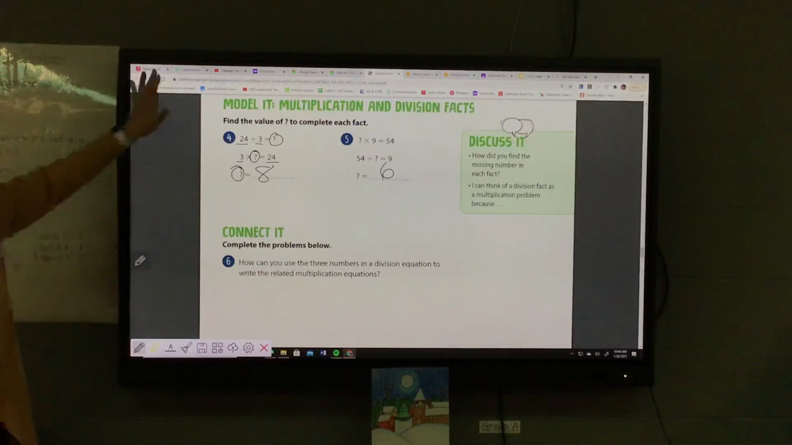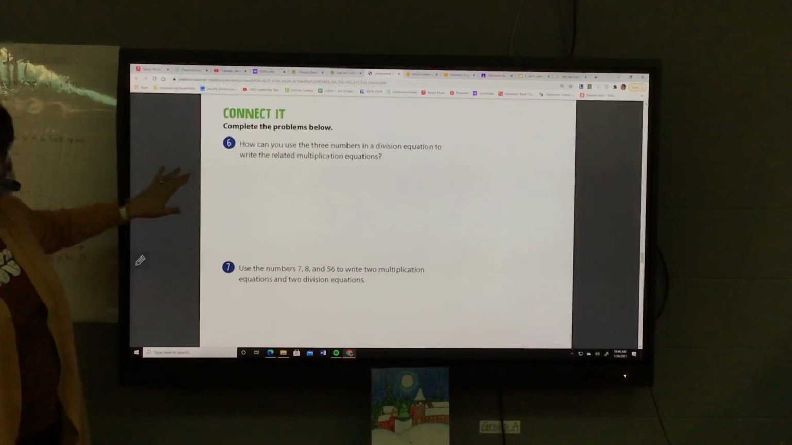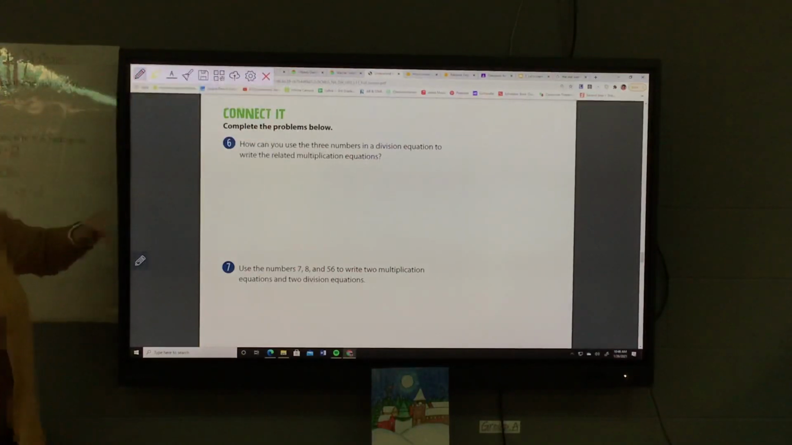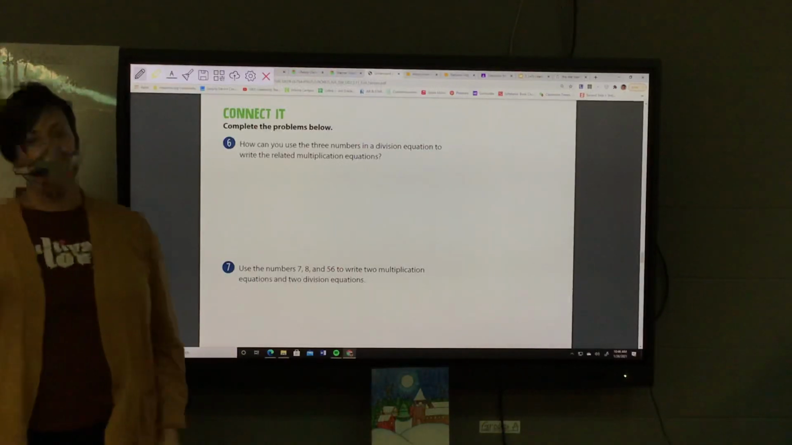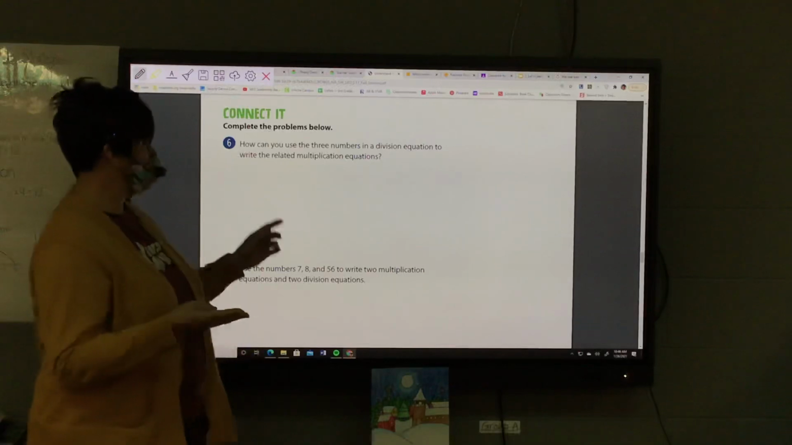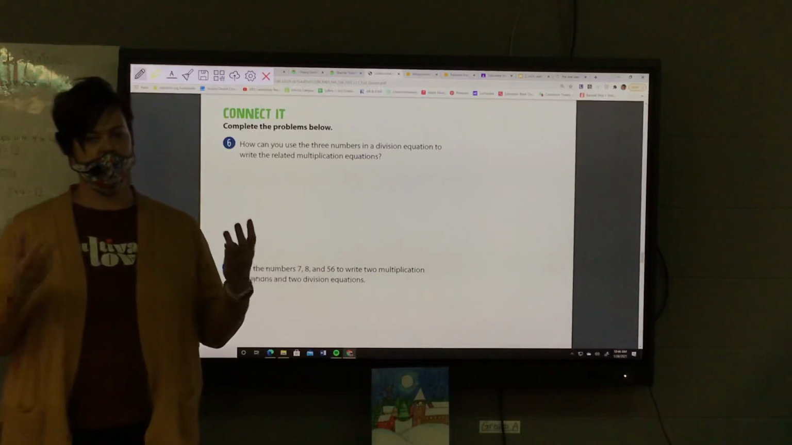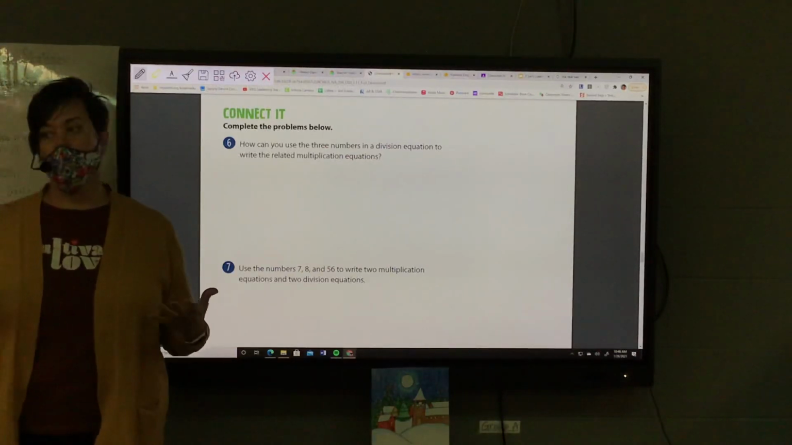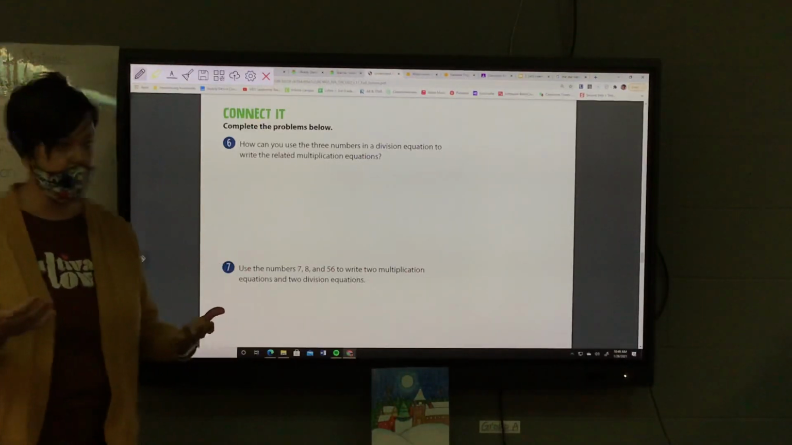Everybody have that? Because I'm going to slide this up. Number 6. Oh, that was just our answer. How can you use the 3 numbers in a division equation to write the related multiplication equations? How does that work? Let's talk about how the multiplication and the division are similar to each other.